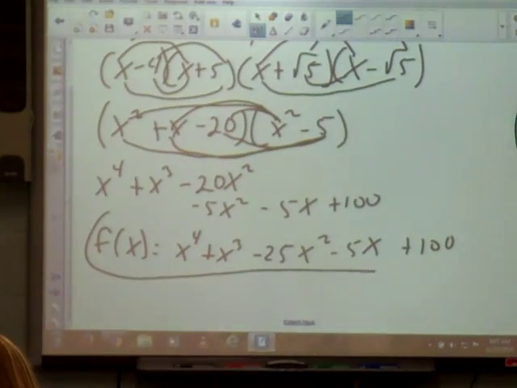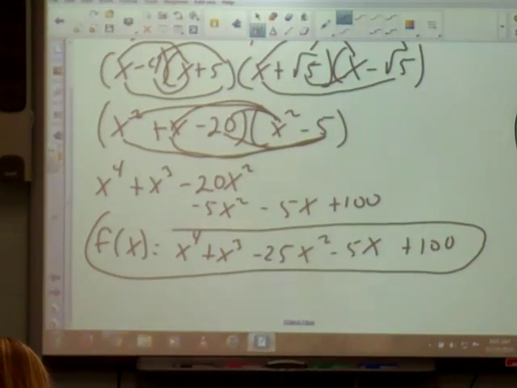Wait, how'd you get x squared minus 5? Why would it be plus? Because it was a positive times a negative. Positive times a negative is a negative.